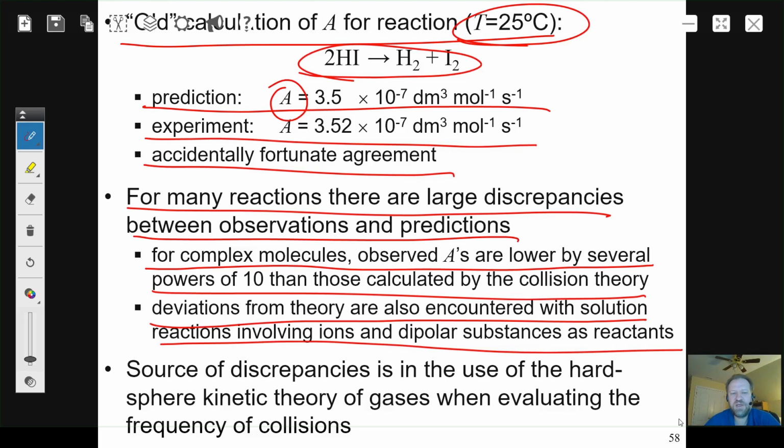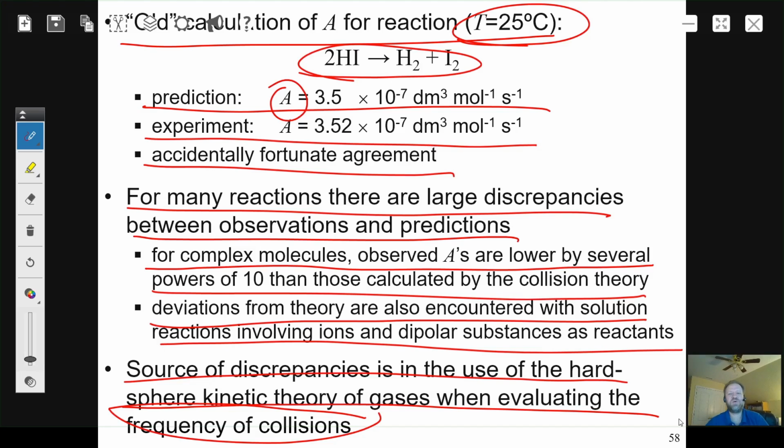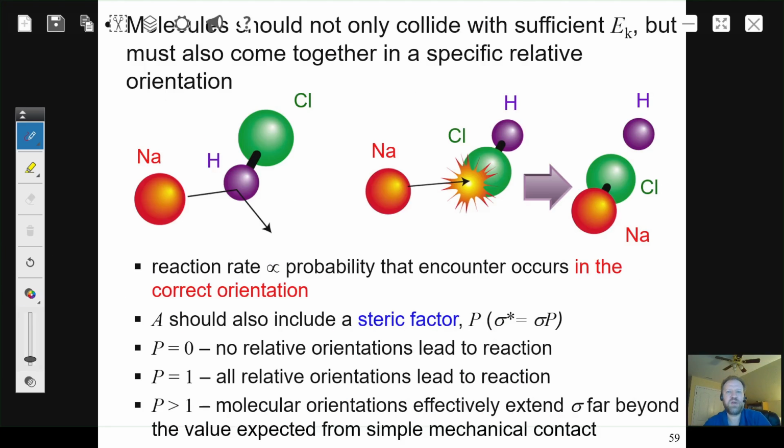Now, of course, I think it makes perfect sense to attribute the sources of discrepancies to the use of the hard sphere kinetic theory of gases when evaluating frequency of collisions. Of course, we know that most molecules are not spherical, right? And the hard sphere approximation is simply too crude for accurate and precise predictions.